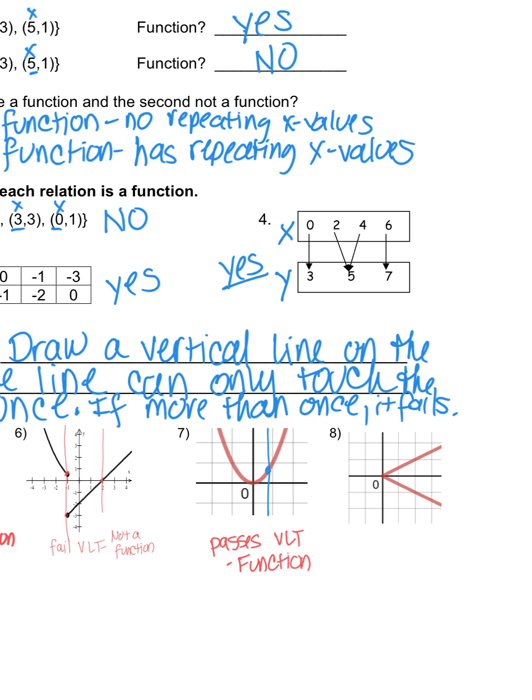Let's do the vertical line test on number 8. If I draw a vertical line here, it touches 2 points. Therefore, this fails the vertical line test, and it is not a function.